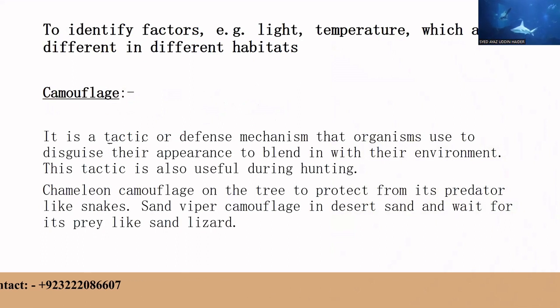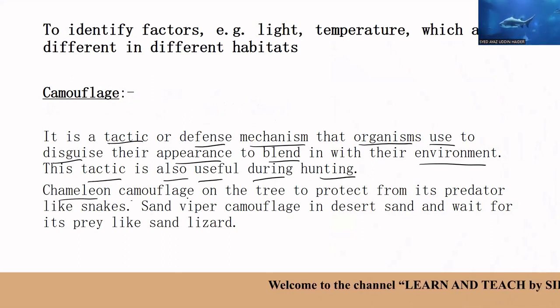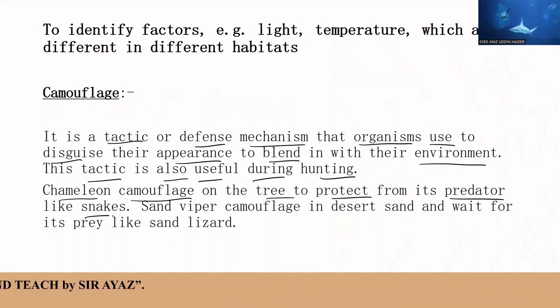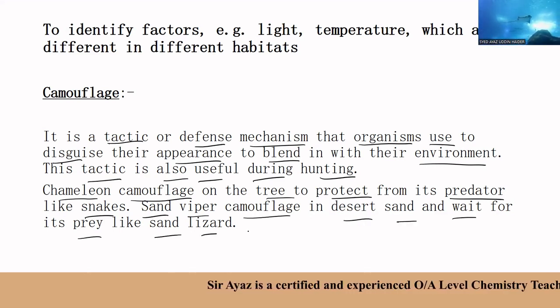Camouflage. It's a tactic or defense mechanism that organisms use to disguise their appearance to blend in with their environment. This tactic is also useful during hunting. Chameleon camouflage on the tree to protect from its predator, like snakes. Sand viper camouflage in desert sand and wait for its prey, like sand lizard.